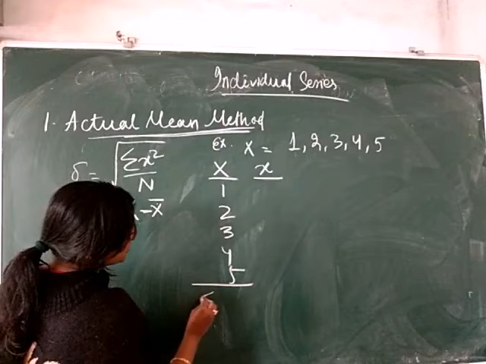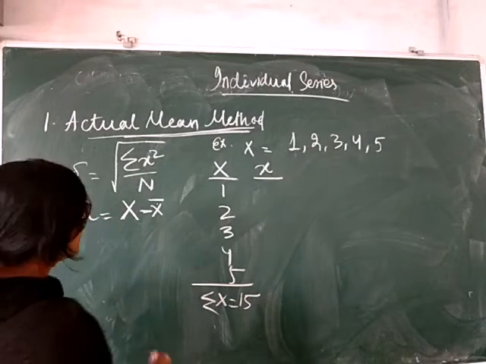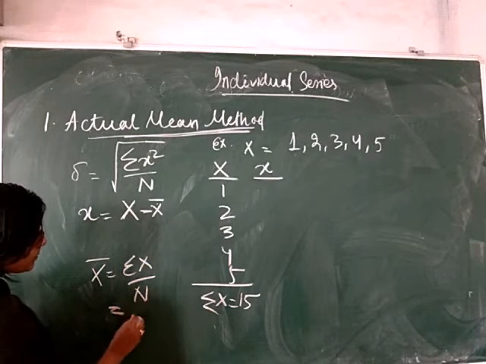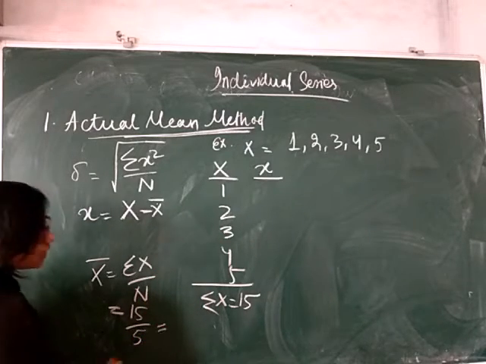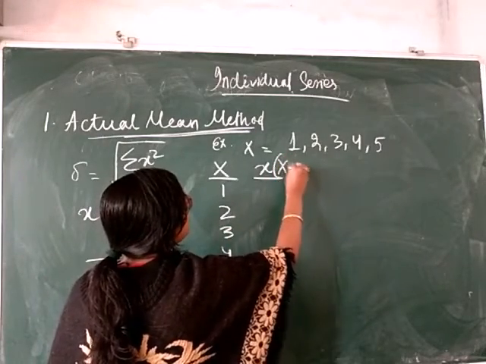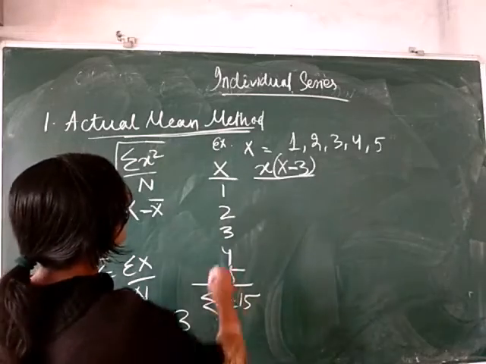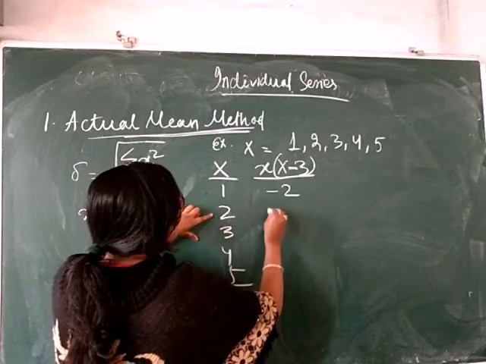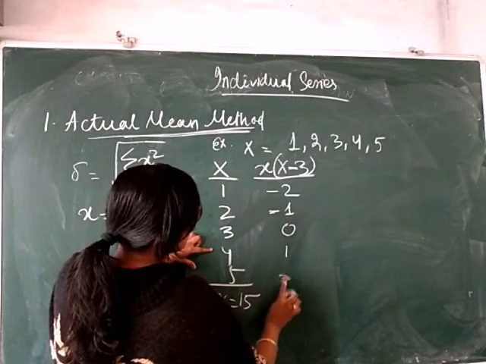So here the summation of x equals 15. And in individual series, we can compute mean by summation of x by n. So summation of x equals 15 and n is 5, the number of observations. So here the mean is 3. Now we compute small x by x minus 3, that is x minus mean. So first will be 1 minus 3, that will be minus 2, then 2 minus 3, that will be minus 1, then 0, then 1, then 2.